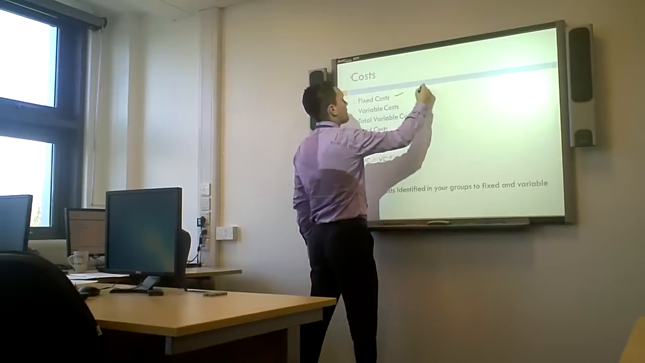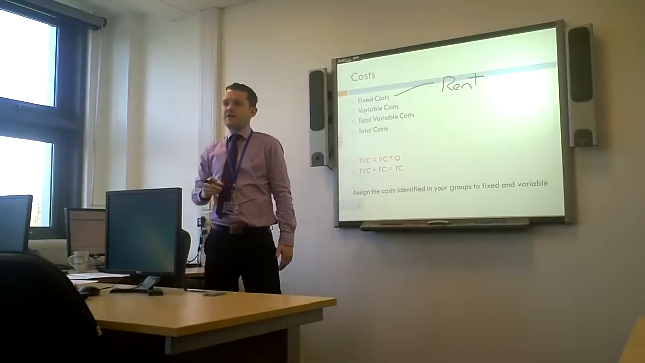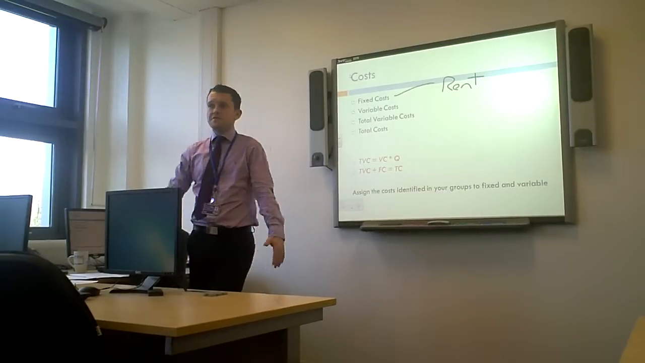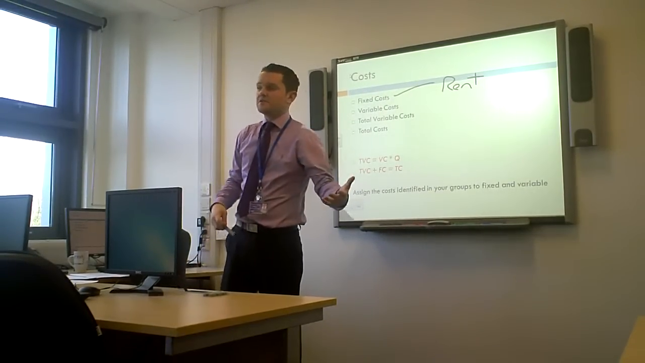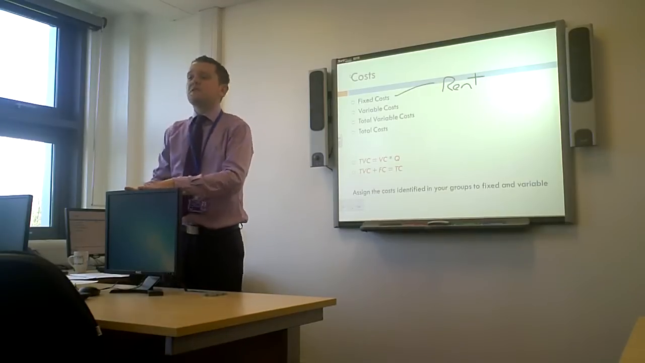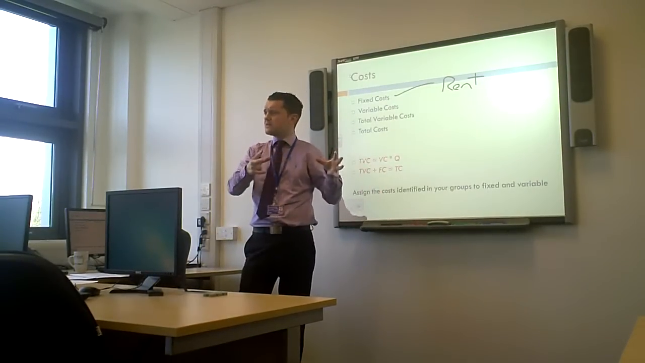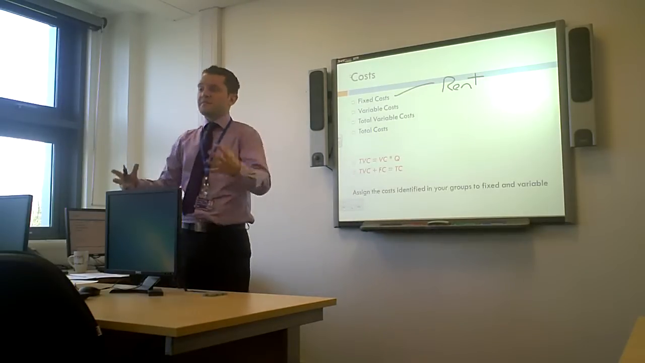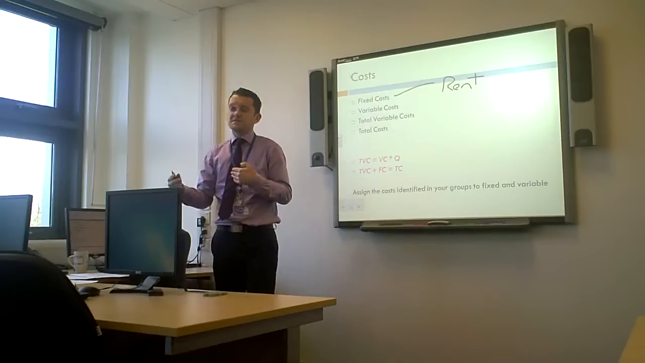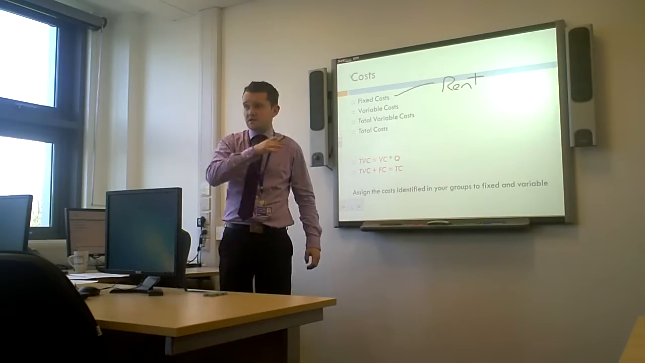Rent is the best one to think about for fixed costs. If you've got a factory space, you pay $2,000 a month for this space. If you decide not to make anything in that month, or you don't sell anything, that doesn't matter. The person still wants his $2,000 a month rent. If you're the most productive business ever and you make 100,000 products in that month, he can't charge you any more because that's a fixed cost. It doesn't change with output.